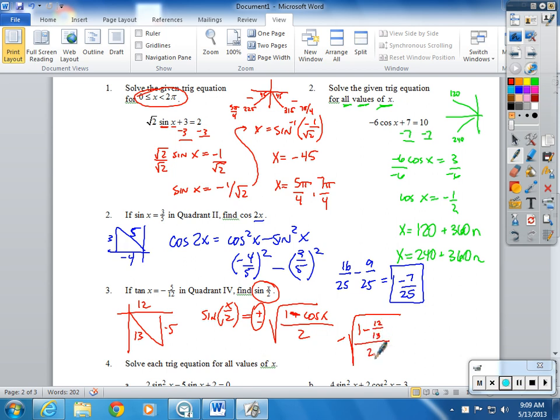So 1 minus 12/13 would be 1/13. So we have negative square root of 1/13 divided by 2. 1/13 divided by 2 is 1/26. So we have negative square root of 1/26. And if I rationalize that, I end up with negative root 26 over 26.